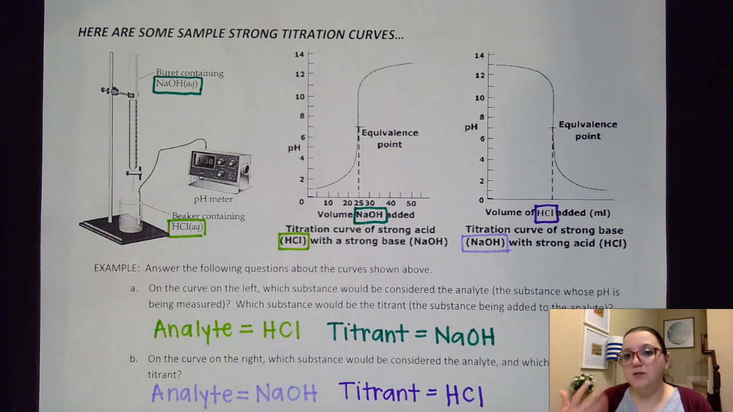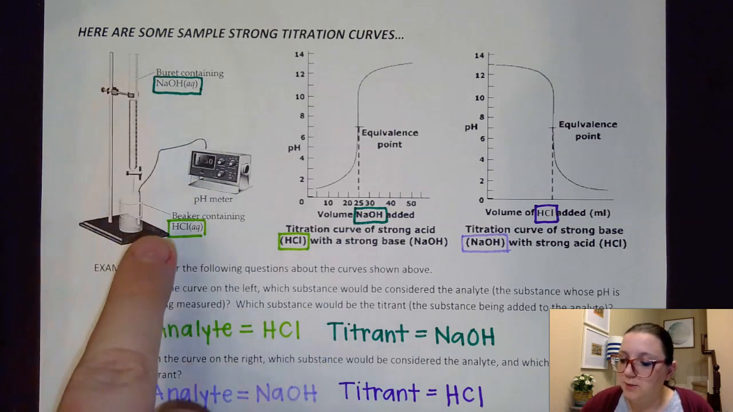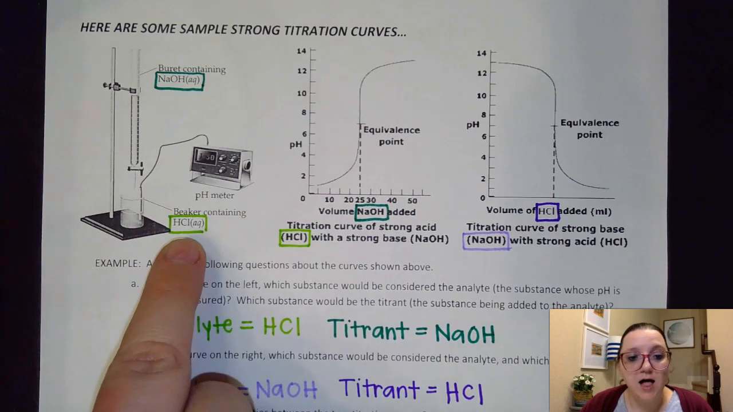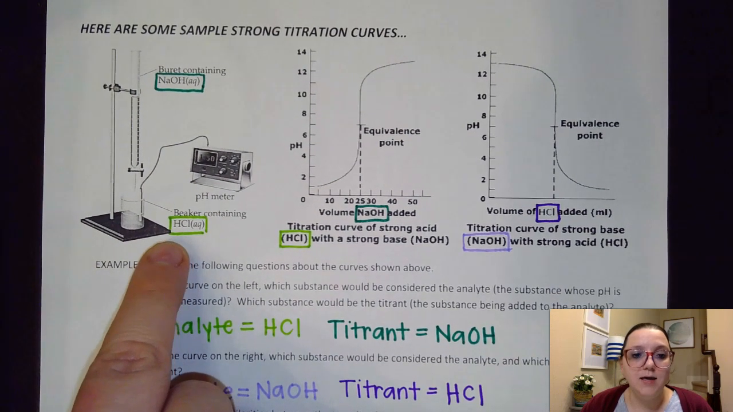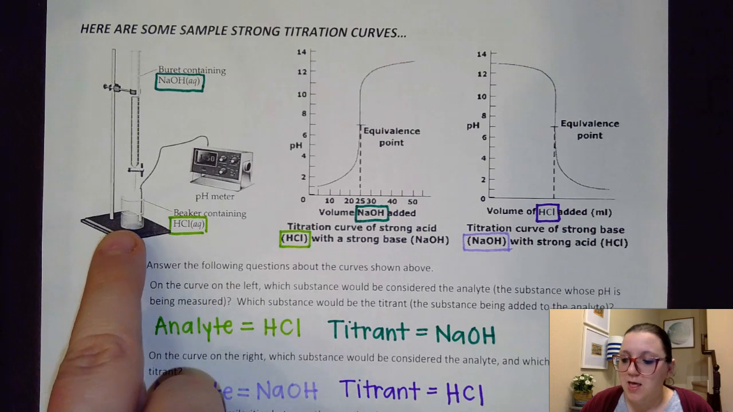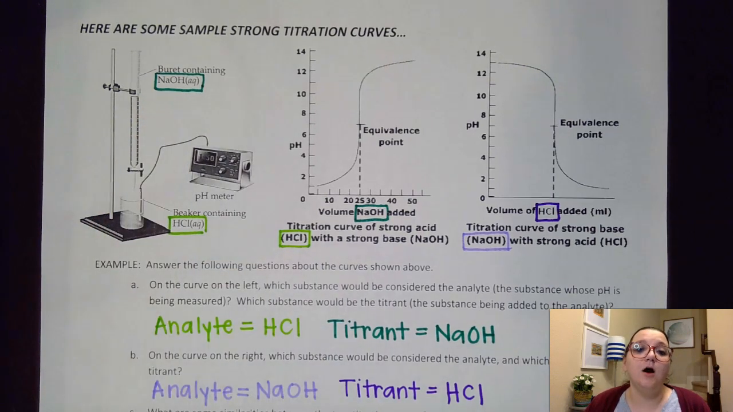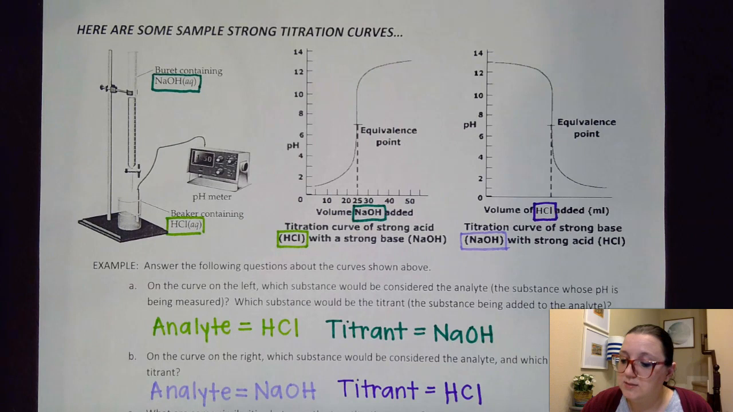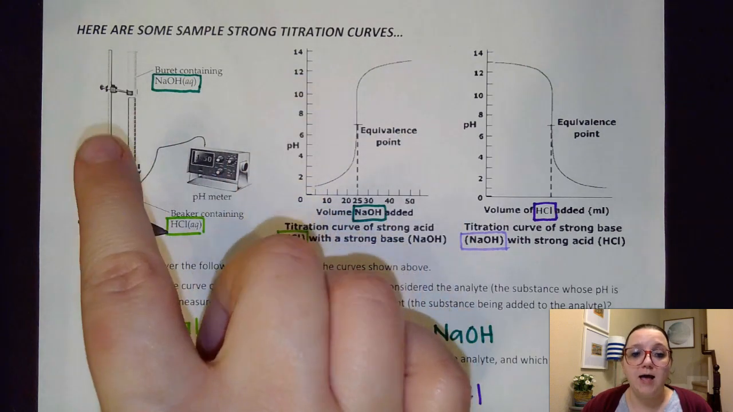So as you're performing the titration, you would just leave the probe in and constantly be monitoring that value on the meter itself. Now, in this setup here, the HCl is the analyte. Why? Because it's in this beaker down here. The NaOH would be our titrant. And so you can see it's in the burette that we're adding.